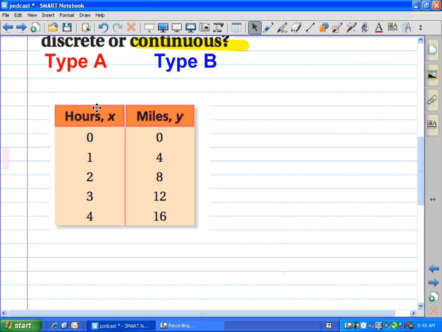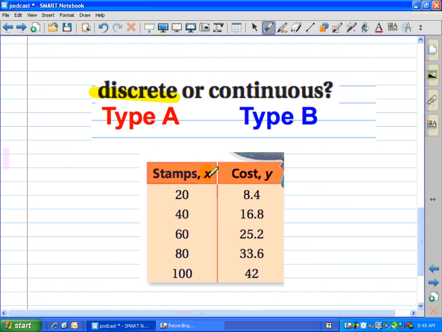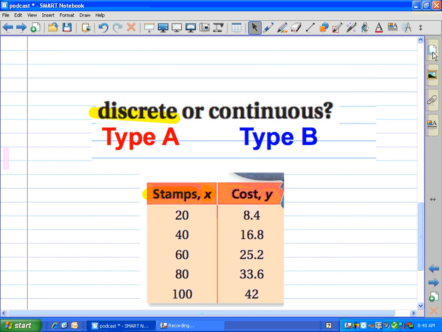Continuous can break down into smaller pieces. Remember, always look at your domain or your x. Ask yourself, can my domain or my x be broken down into smaller pieces?